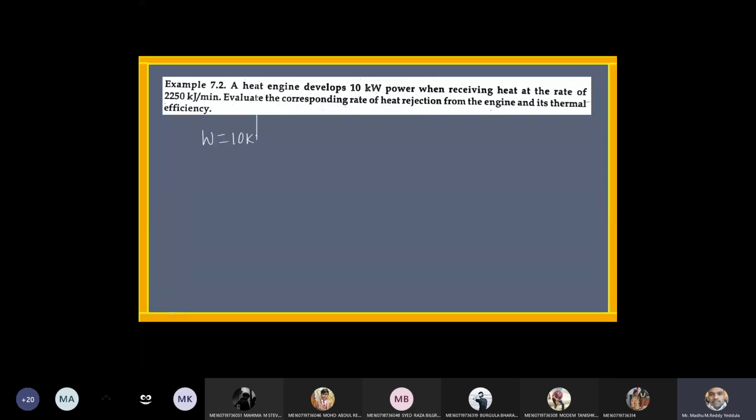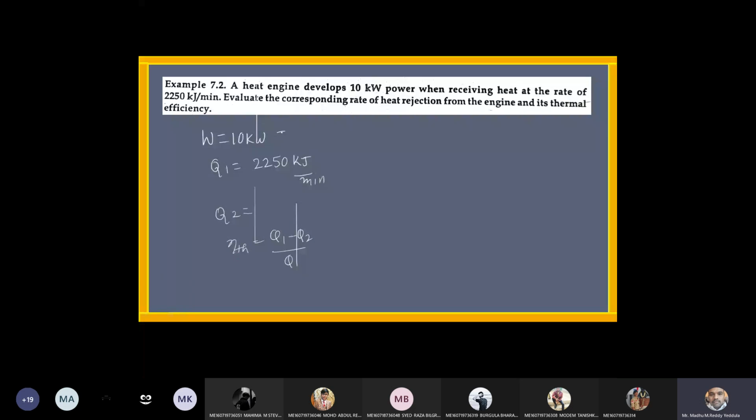W is equal to 10 kilowatt, and it is receiving heat at the rate of, receiving means it is Q1. Q1 is equal to 2250 kilojoule per minute. Evaluate the corresponding rate of heat rejection from the engine and its thermal efficiency. So we are asking the value of Q2 and the thermal efficiency. Thermal efficiency is Q1 minus Q2 by Q1. That is the heat engine.